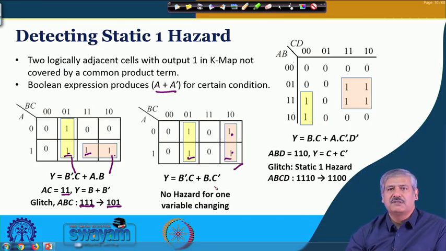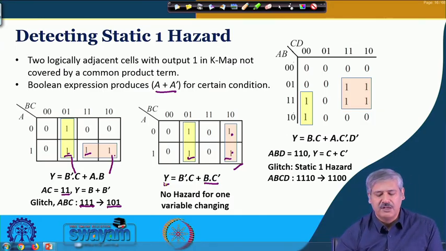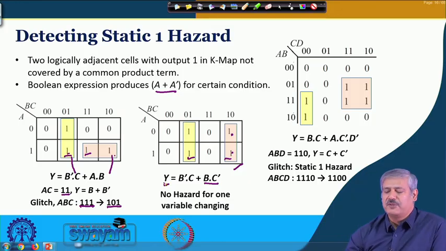So, this does not have any hazard, because in all these cases we are considering only one variable changing. If you consider b equal to 0, then this term will not be there, it is only b prime c. So, if c changes, with appropriate propagation delay, the output will change accordingly. So, there is no such hazard.